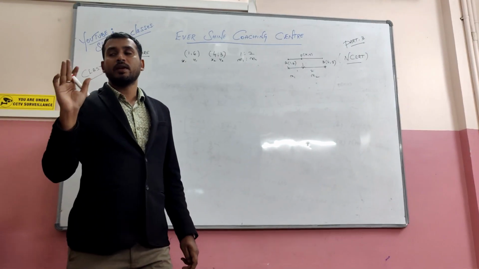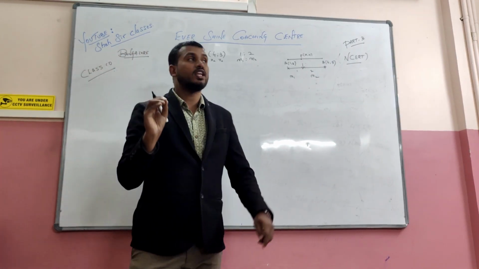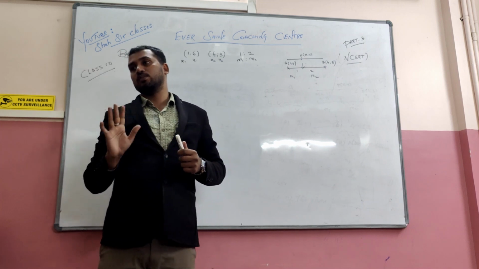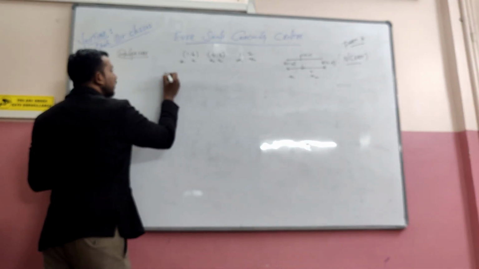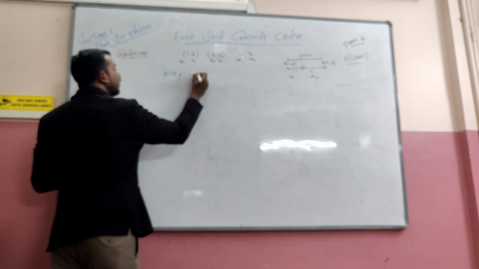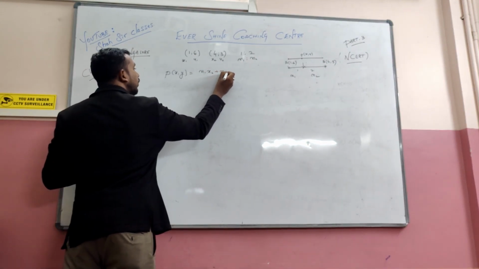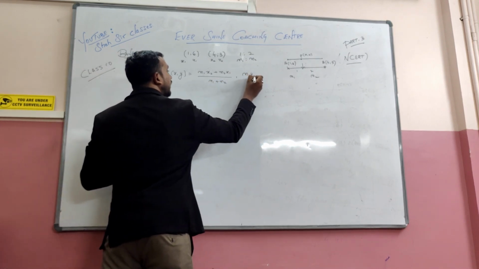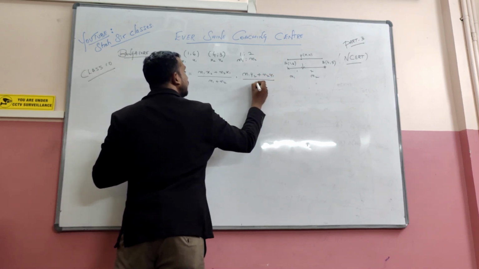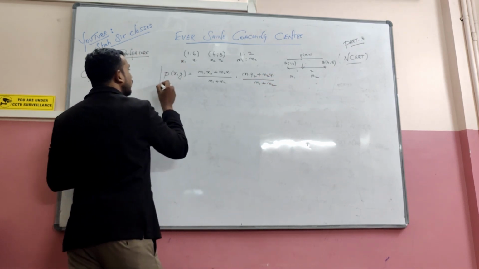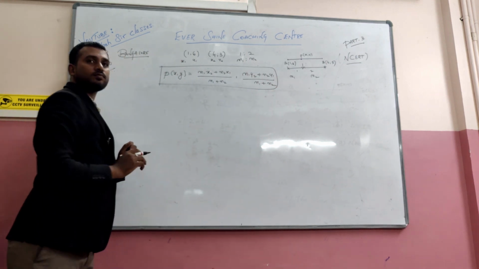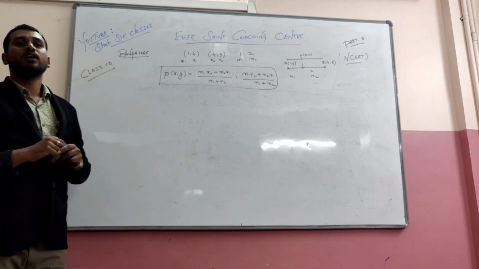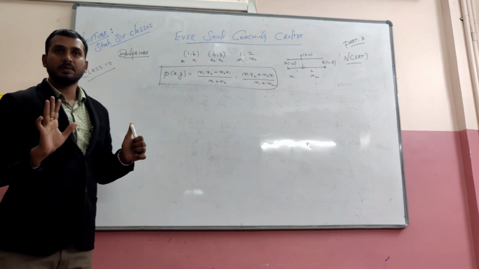Understood? Whenever, son, here's one more logic: whenever a ratio is given in any question, remember we have only one formula, that is the section formula. What is the section formula? P of x comma y is equal to m1 x2 plus m2 x1 by m1 plus m2, comma m1 y2 plus m2 y1 by m1 plus m2. So this is the section formula. Understood, son? Yes.